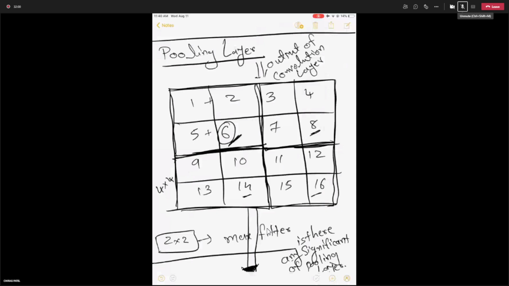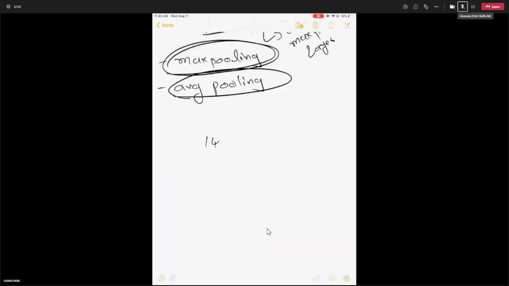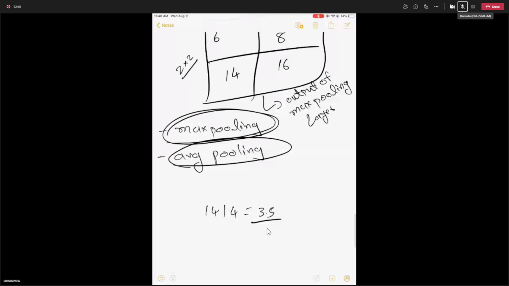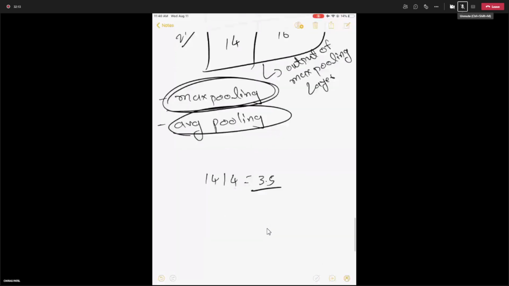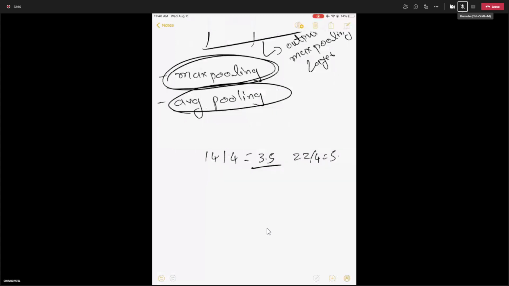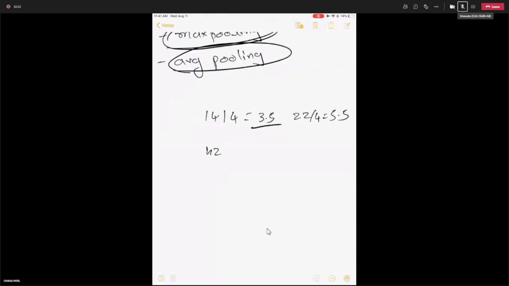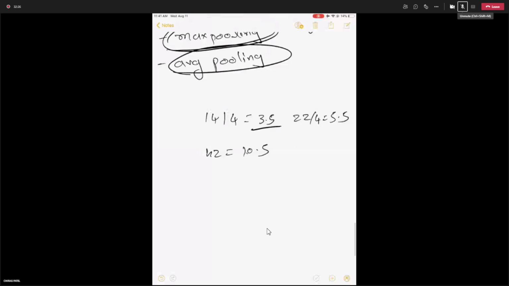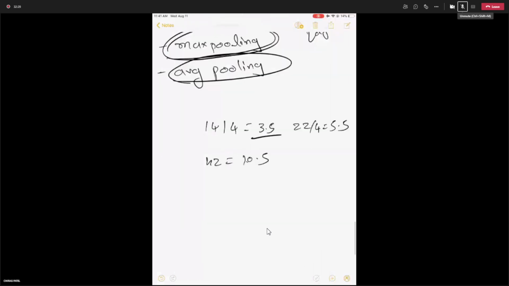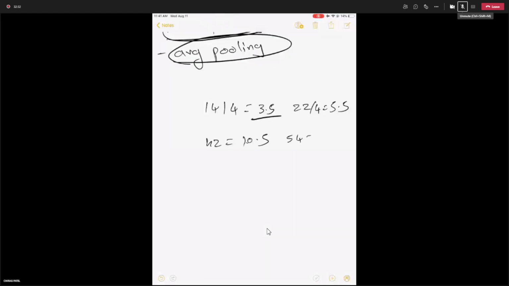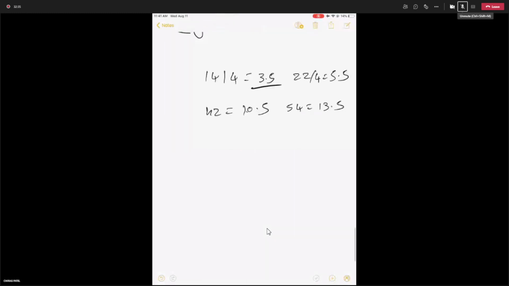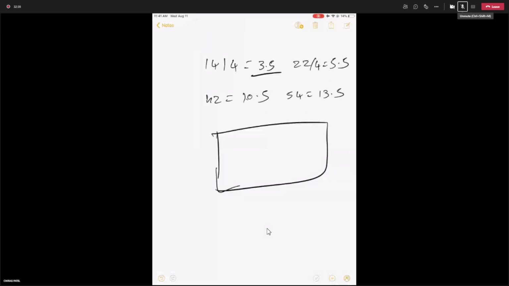मतलब 3 ने 5, 8 ने 6, 14. 14 divided by 4 कितना होता है? 3.5. Similarly here, 7 plus 7 is 14, plus 8 is 22. 22 divided by 4 is 5.5. This is 19, this is 27, which is 42, so 10.5. This is 23 and this is 31, giving 13.5. This is your resultant matrix: 3.5, 5.5, 10.5 and 13.5.